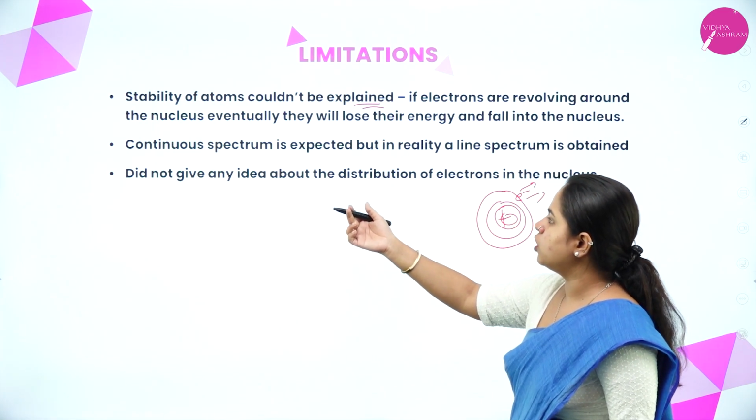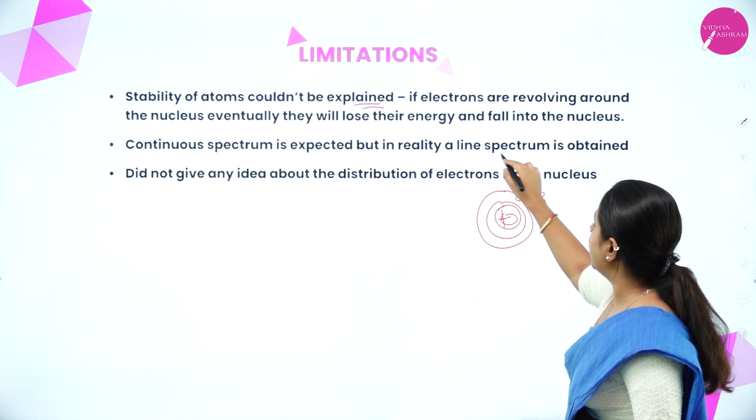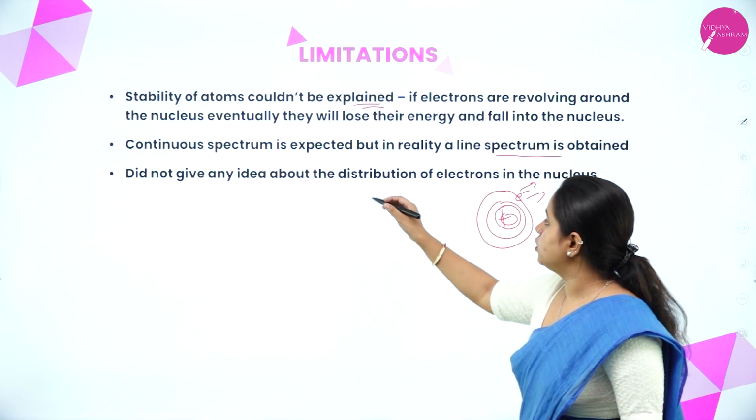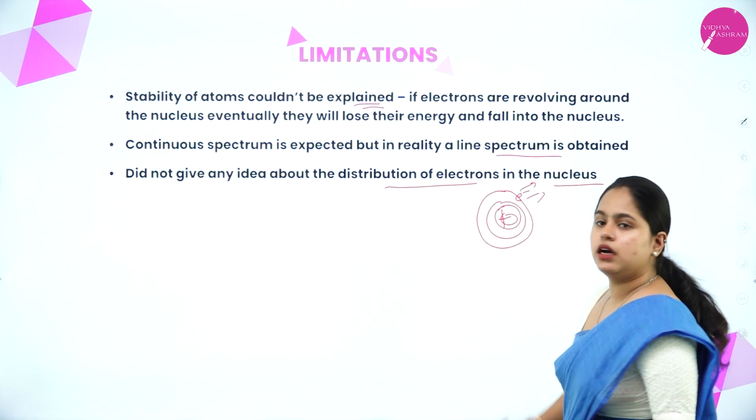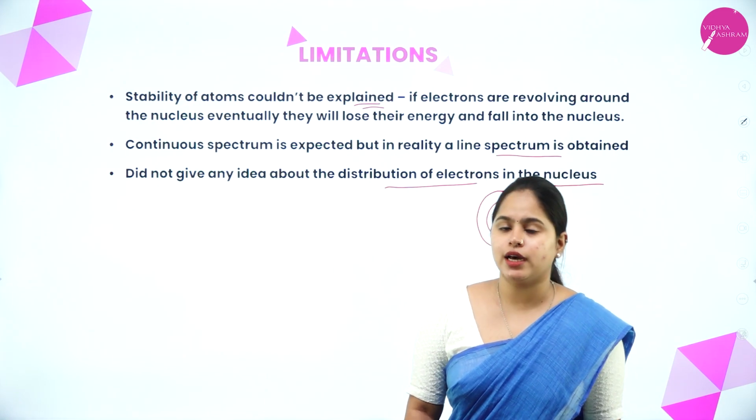Now, he was also not able to explain why a continuous spectrum is expected, but in reality, a line spectrum is obtained. And he did not give any idea about the distribution of electrons around the nucleus. So these were the limitations of Rutherford's nuclear model of atom.